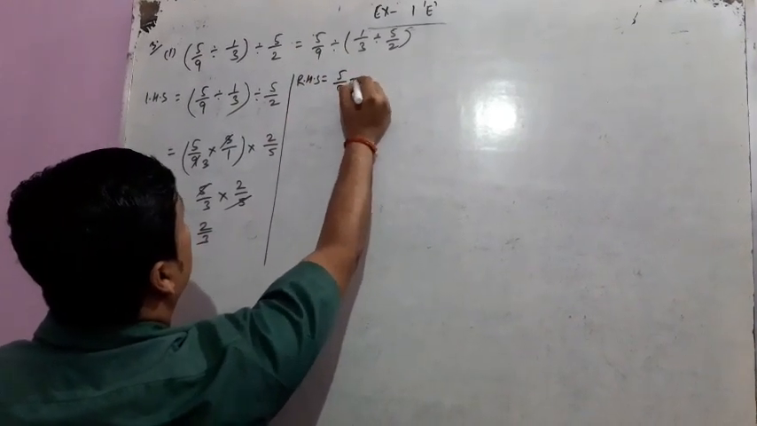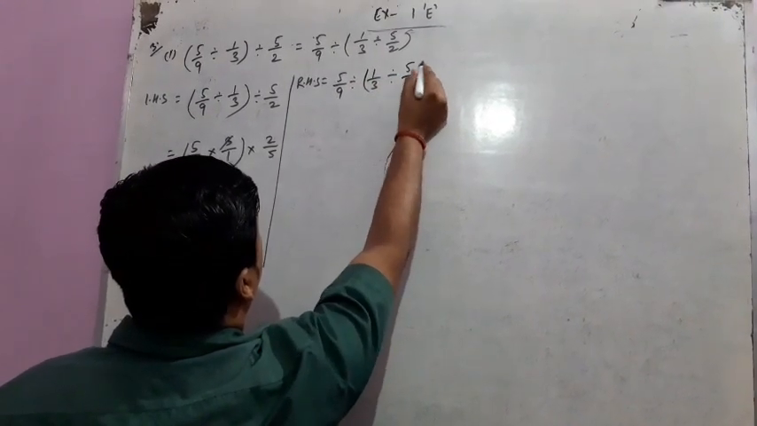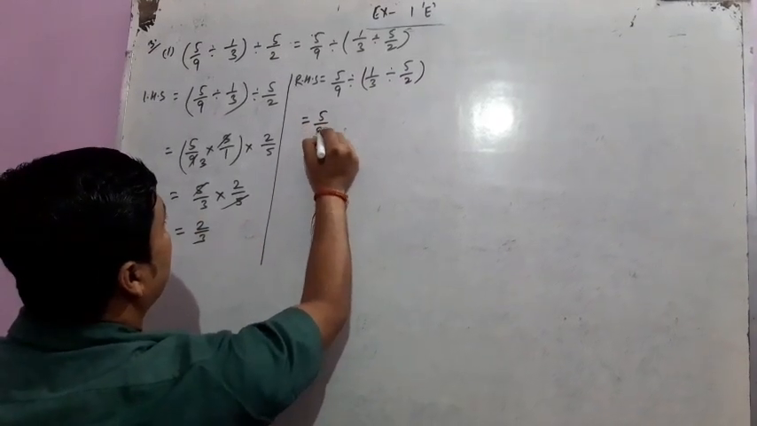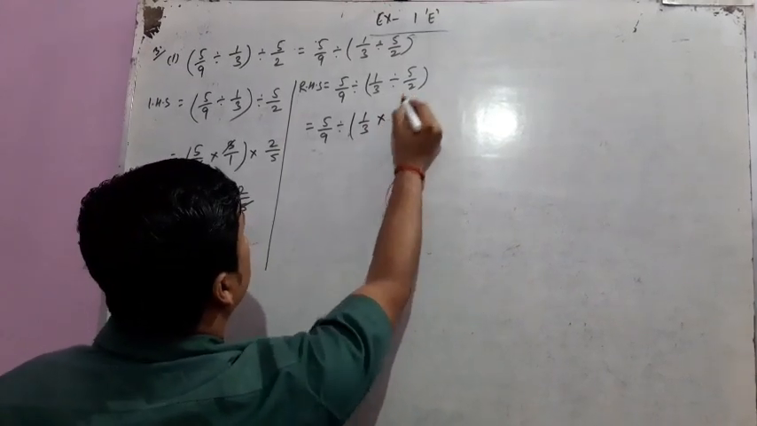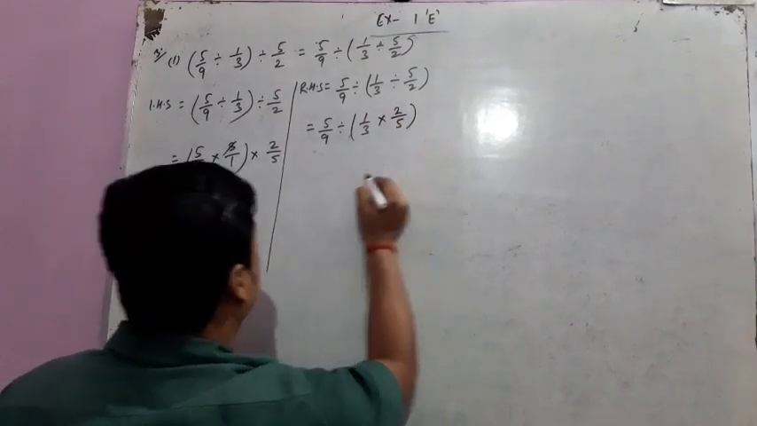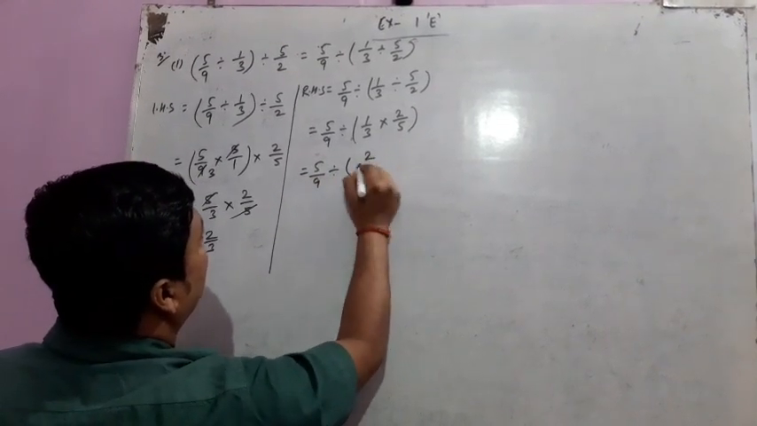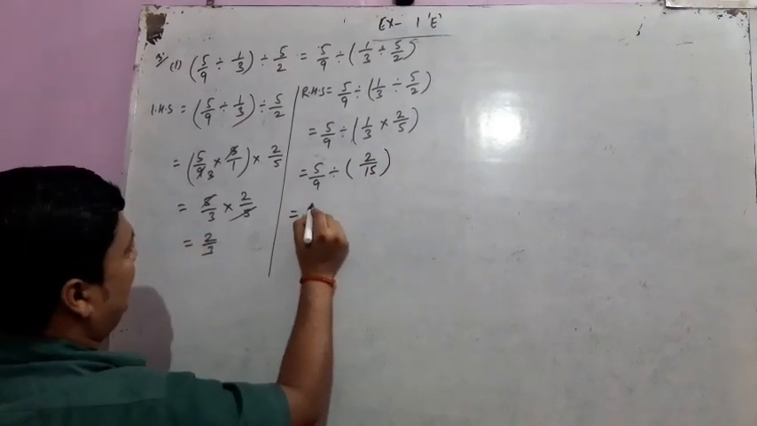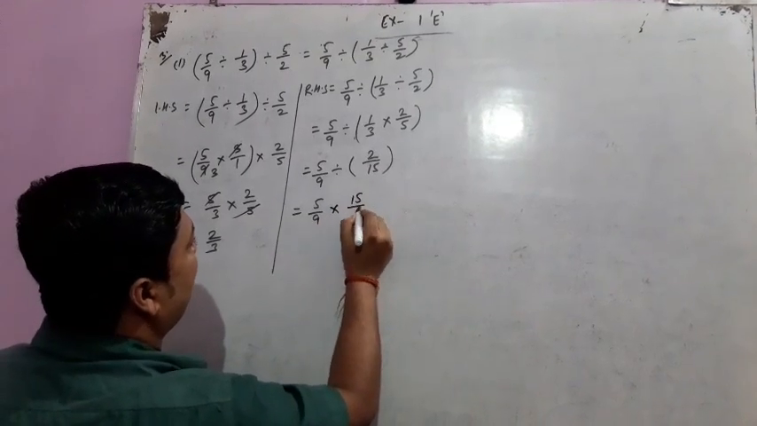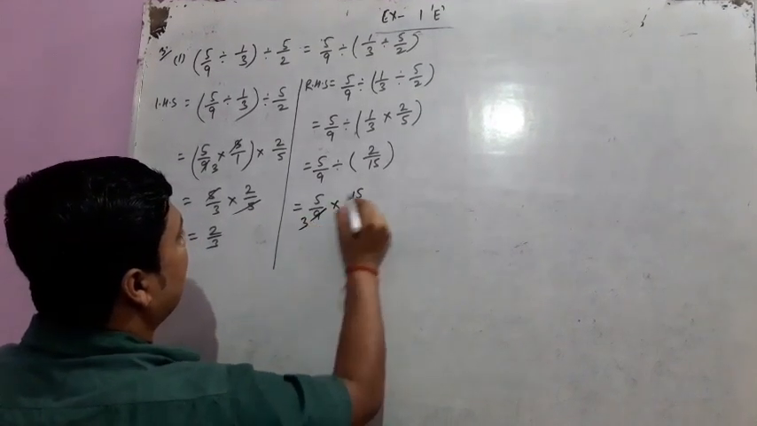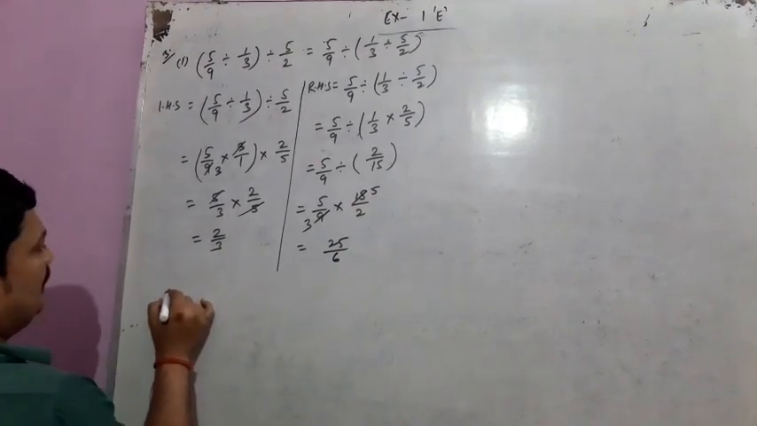5/9 divided by 1/3 divided by 5/2. So 5/9 divided by 1/3, this divide sign we have to convert into multiply. The next term becomes reciprocal. 5/9 multiplied by 3/1 gives 15/9. Then again, the divide we have to convert into multiply, so the next term becomes reciprocal, 2/5. Reducing, 3 threes are 9, 3 fives are 15. So we get 25/6.